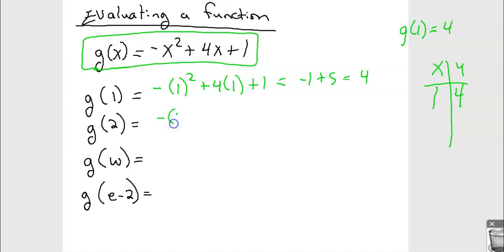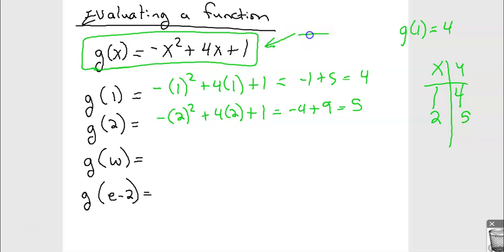When I put 2 in, you can evaluate this, and you get 5. So when I put 2 in, I get 5. And by the way, you can do this on the calculator too. If you plug this into your calculator and then just look at your xy chart, you can get all the values you want.